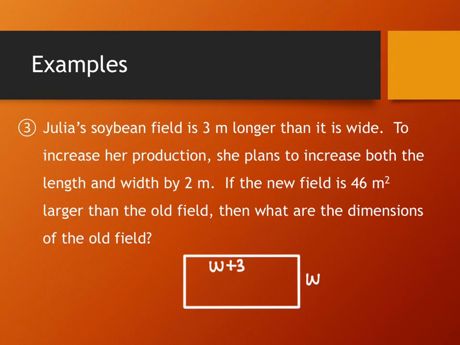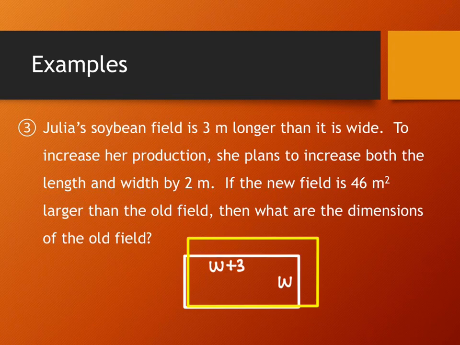What Julia's decided to do is she's going to increase the length and the width of her field. She's going to increase each of them by 2 meters. So no longer is her field going to be W plus 3 times W, right? It's going to be 2 meters longer in each direction. These lines should, of course, match up. They're not matching up perfectly because I want to make sure you can still see both of my fields. They're supposed to be right on top of each other.